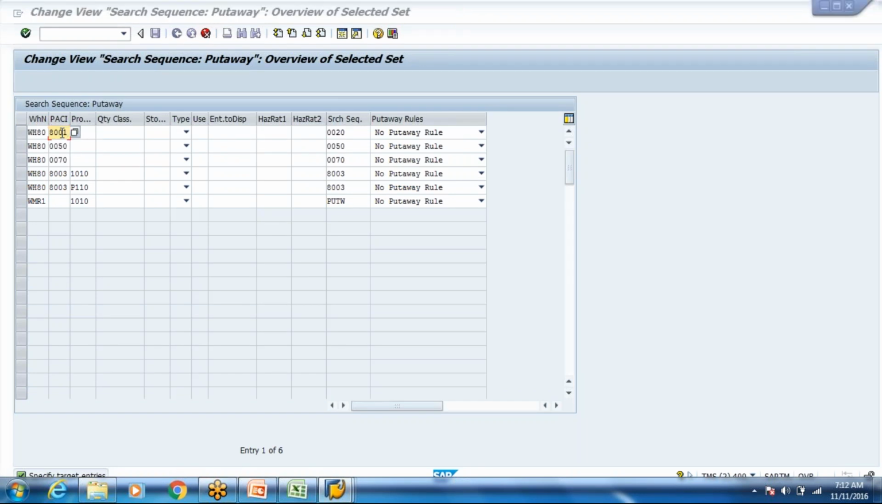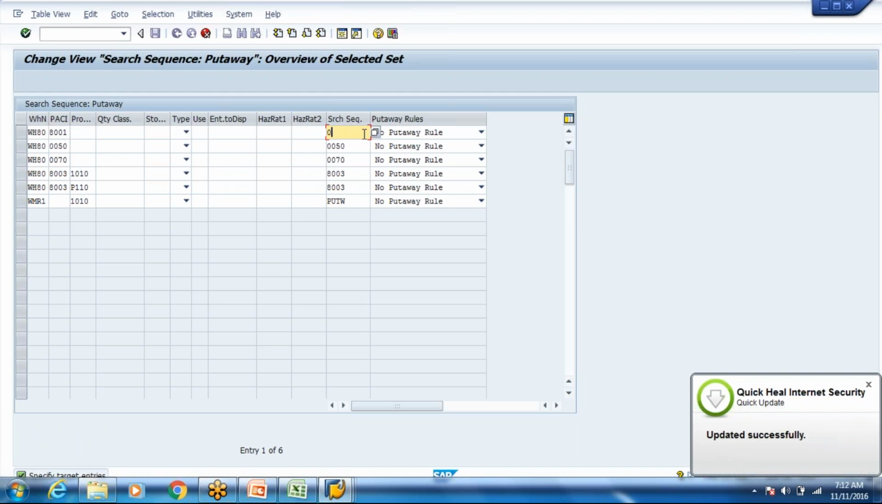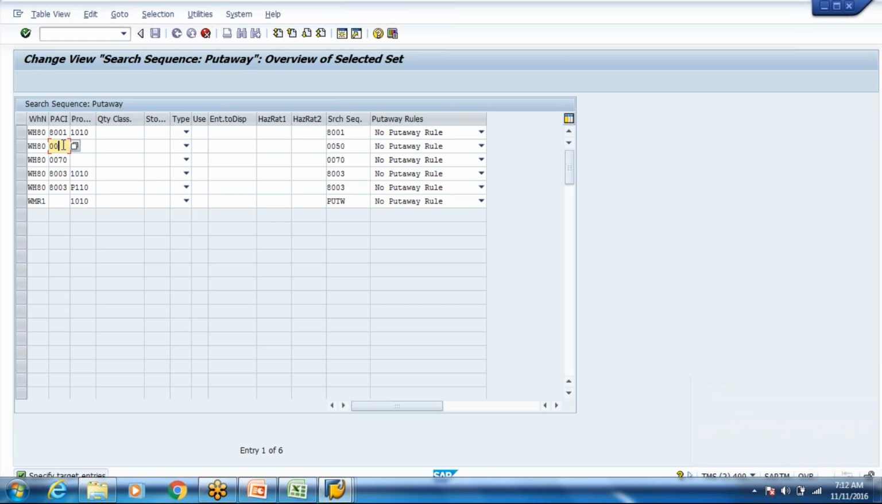8001 indicator should put it into 8001. Then 8010, 8002, 8004, 8005, 8006. I'm just making some settings here. So 2, 4, 5, 6.